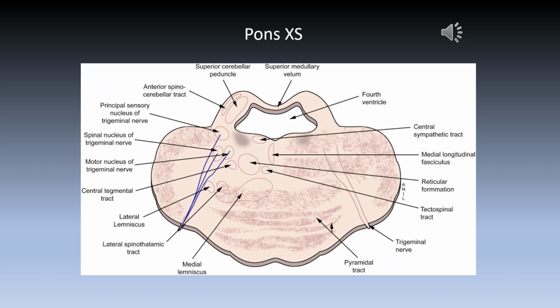Let's see, what else do we have? The reticular formation. The reticular formation extends from the medulla all the way up to the hypothalamus, and it has a host of functions. One of them is simply waking a person up. It's like an alarm clock. This is what brings a person to consciousness.